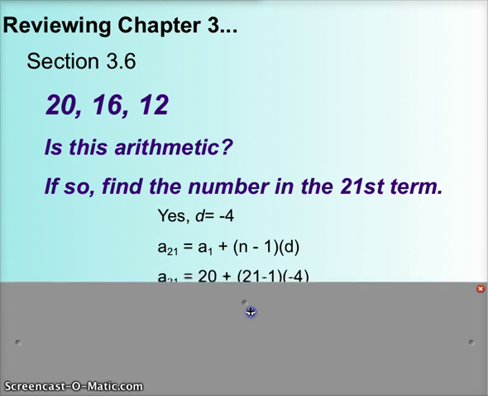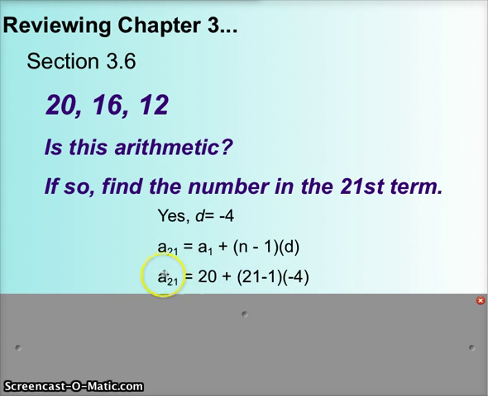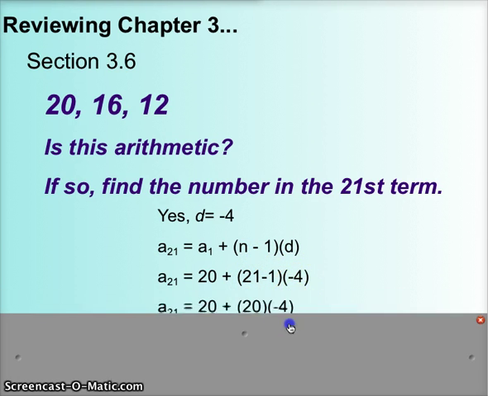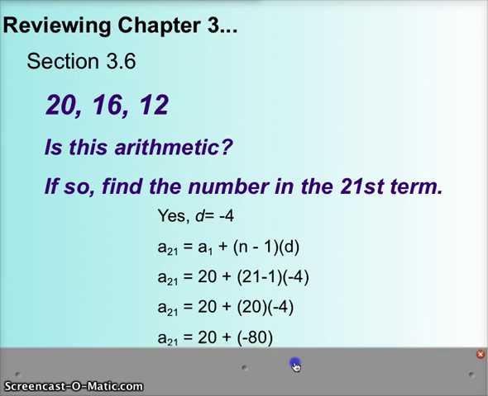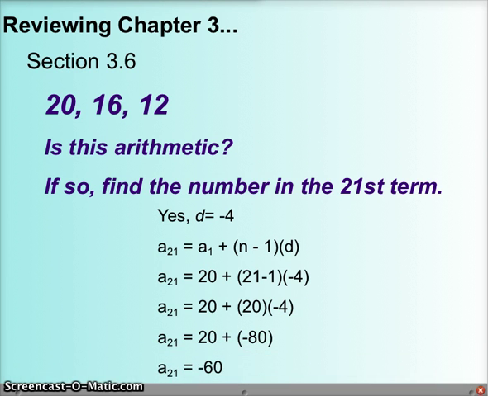To substitute in, I have A sub 21 equals 20, which is my first number, plus 21, since I'm finding the 21st term, minus 1, times the common difference, negative 4. This leaves me with 20 plus 20 times negative 4, which is negative 80. 20 plus negative 80 is negative 60. A sub 21 is negative 60.